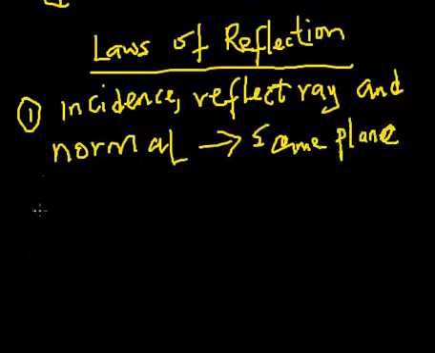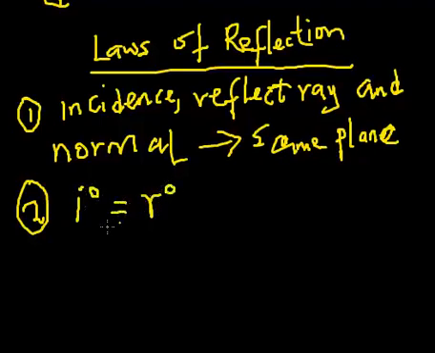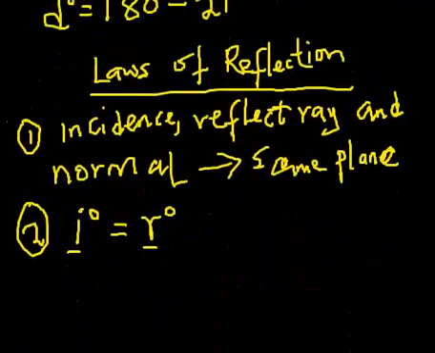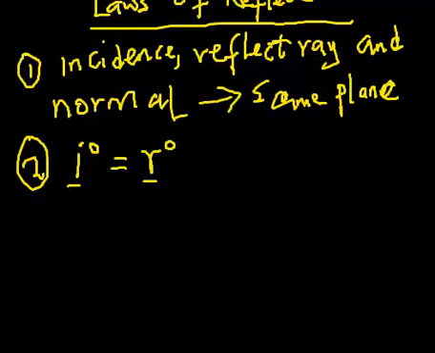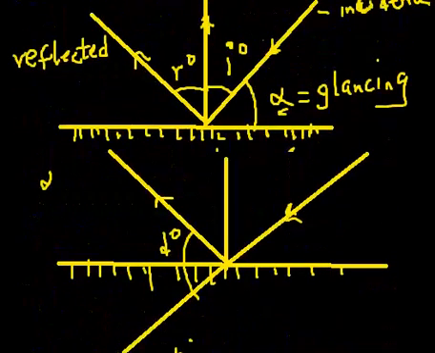Number two says that the angle of incidence is always equal to the angle of reflection. So please take note. Those are the two laws of reflection. The angle of incidence is equal to the angle of reflection. The incident ray, the reflected ray, and the normal all lie in the same plane. So make the notes well, write it yourself.